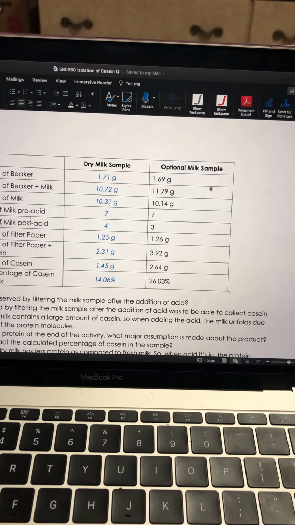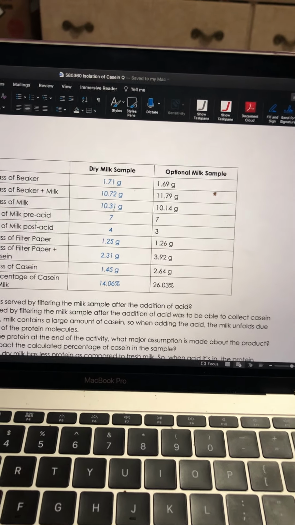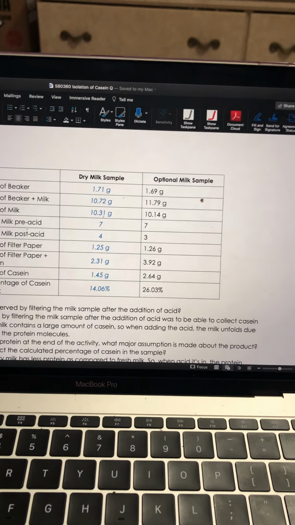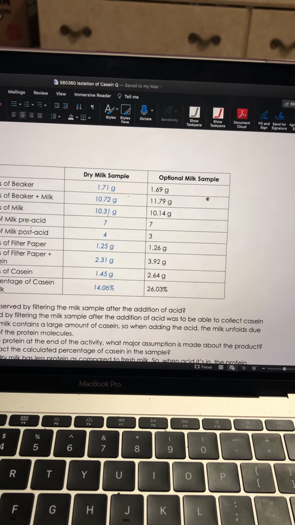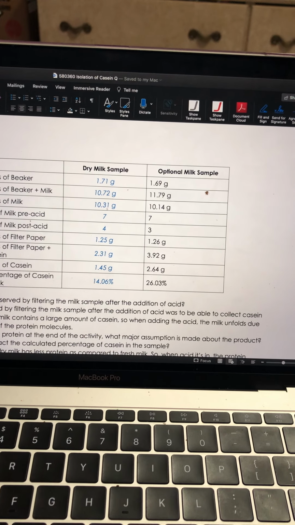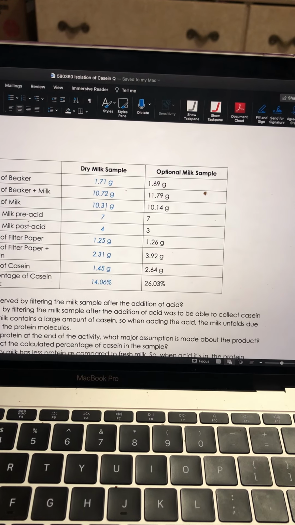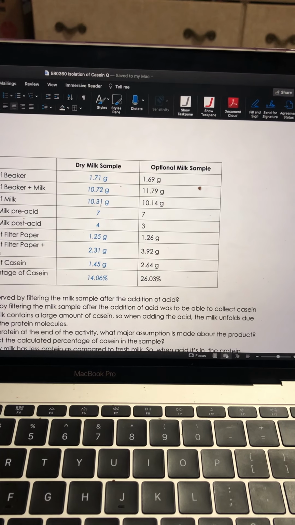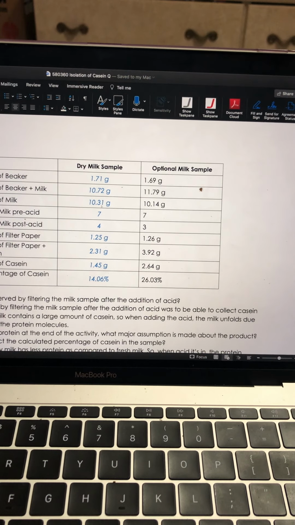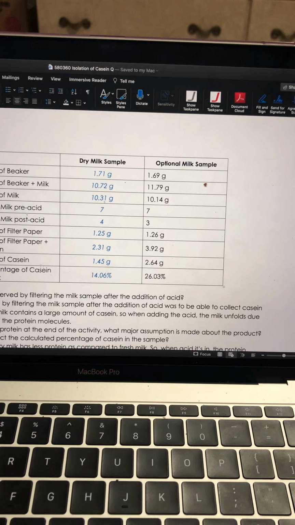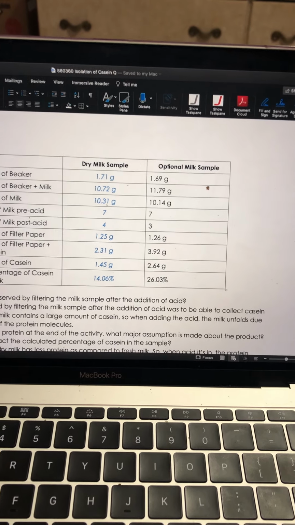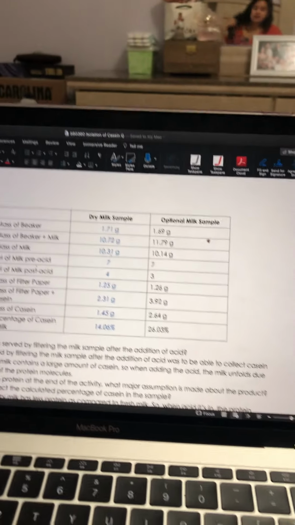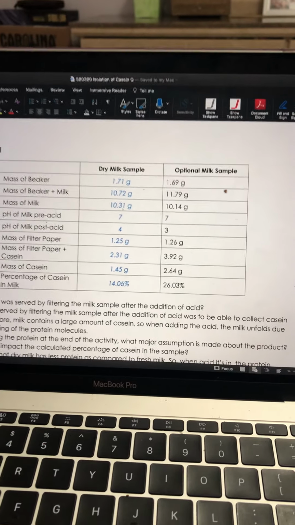And for the pH of milk post-acid, it was 4 for the dry milk, and for the optional milk sample was 3. And so for the mass of the filter, it was 1.25, and for the low fat, it was 1.26. And the mass of the filter paper plus the casein was 2.31, and for the low fat was 3.92.